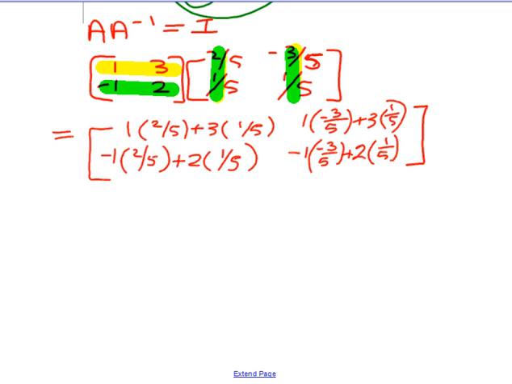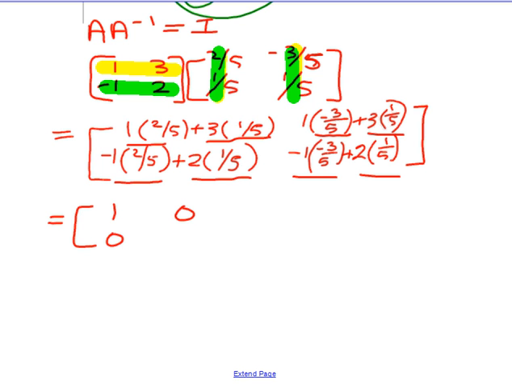And so to complete this multiplication, I'll have 2/5 plus 3/5, which is 1, negative 3/5 plus 3/5, which is 0, negative 2/5 plus 2/5, which is 0, and 3/5 plus 2/5, which is 1. And this is the identity matrix.